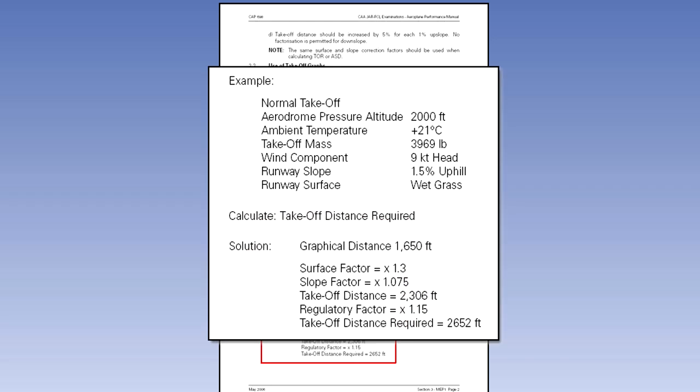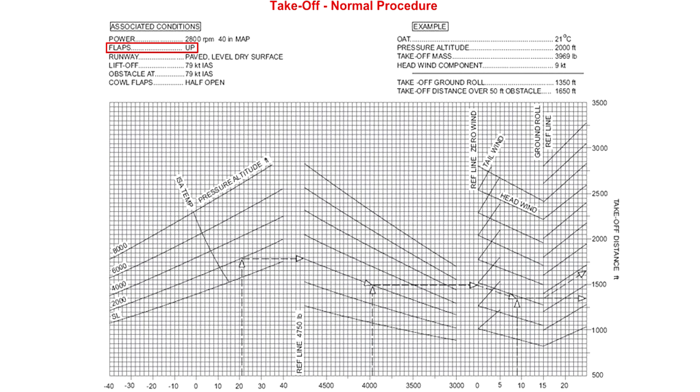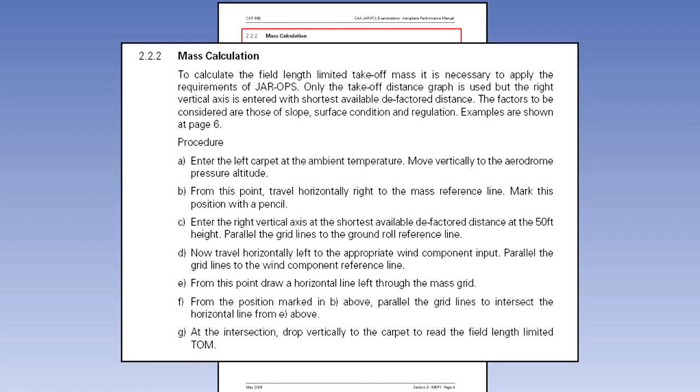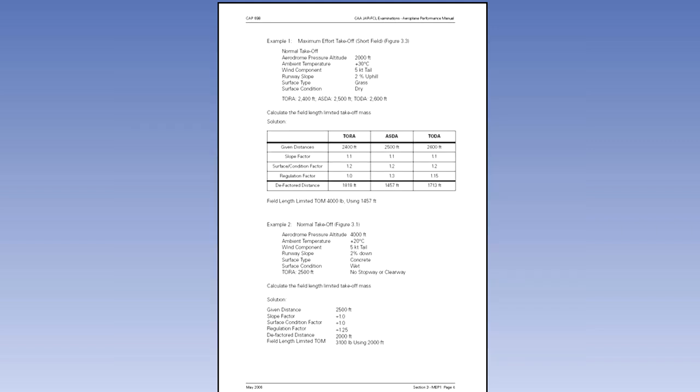On page 2, section 3, is an example you may follow to calculate the takeoff distance. Page 3 of section 3 is the takeoff distance graph, but without flap, which we have already used and worked through. Page 4 of section 3 describes how to determine the maximum permissible mass to meet all the regulatory requirements, an example of which is on page 6.